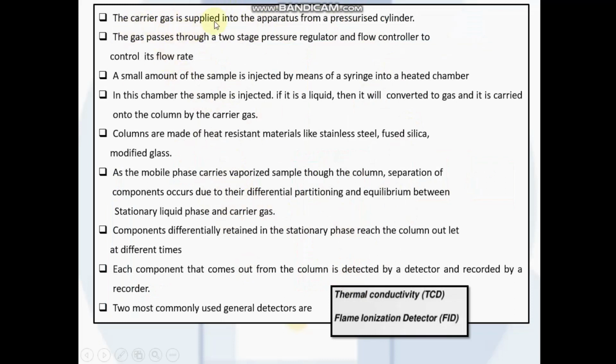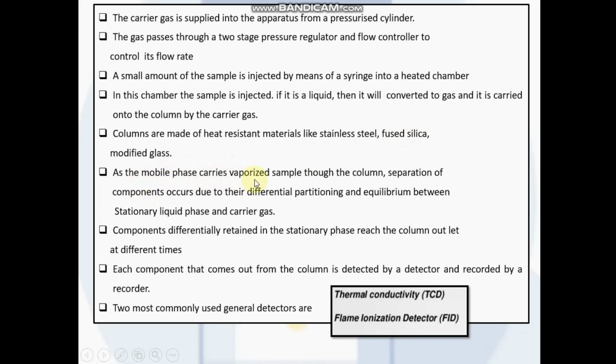That is, the carrier gas is supplied into the apparatus from a pressurized cylinder. The gas passes through a two-stage pressure regulator and flow controller to control its flow rate. A small amount of the sample is injected by means of a syringe into a heated chamber. If it is a liquid, then it will be converted to gas, and it is carried on to the column by the carrier gas. Columns are made of heat resistant materials like stainless steel, fused silica and modified glass.